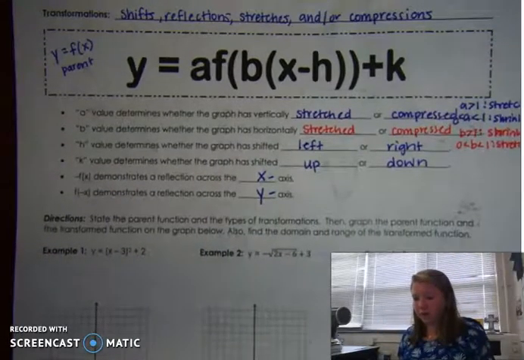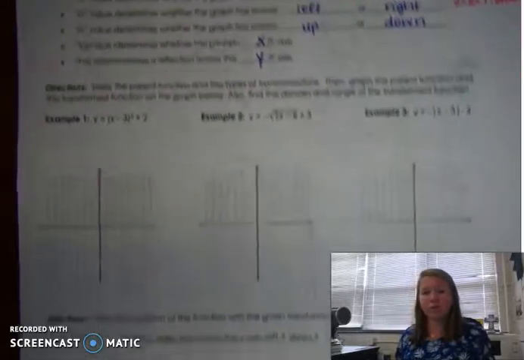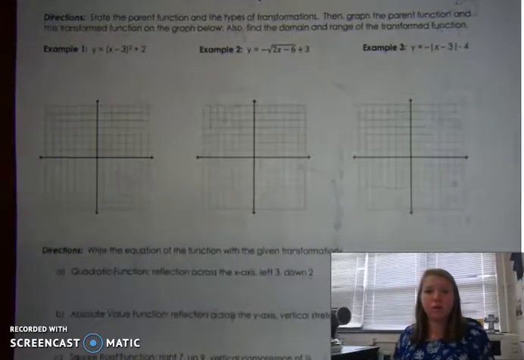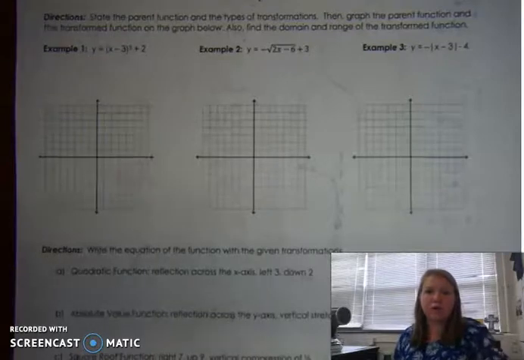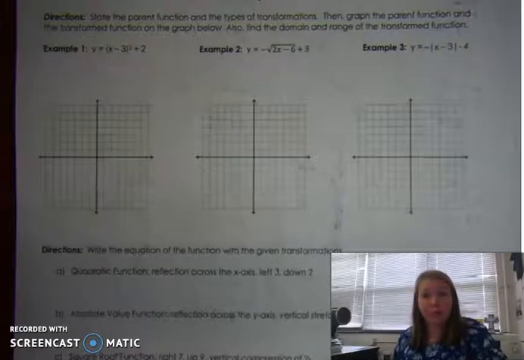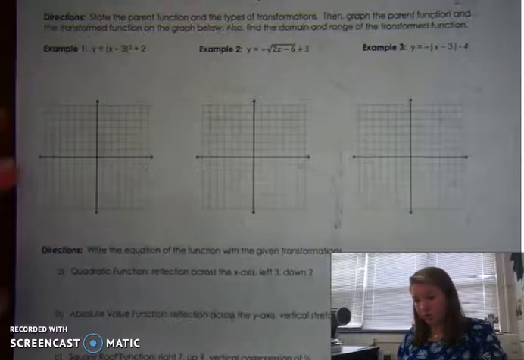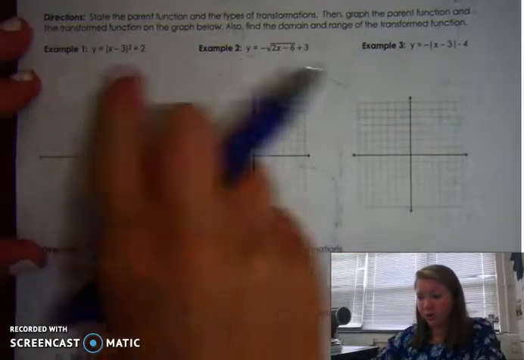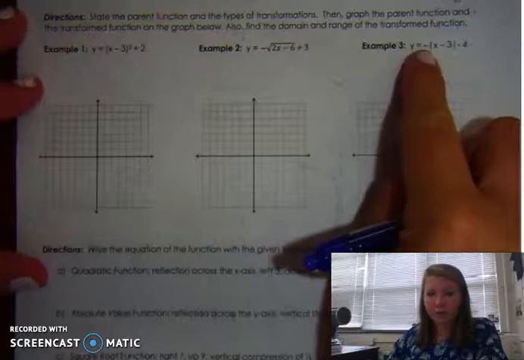Now let's apply those rules to 3 examples that are given to us. So we're going to state the parent function and the types of transformations on that function. Then we're going to graph the parent function and the transformed function and find the domain and range. We've got a lot to do. So we're going to start with the parent function. And I'm just going to go through each one of these and name the parent function.